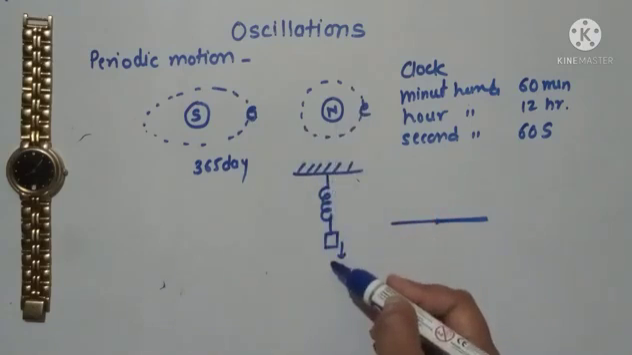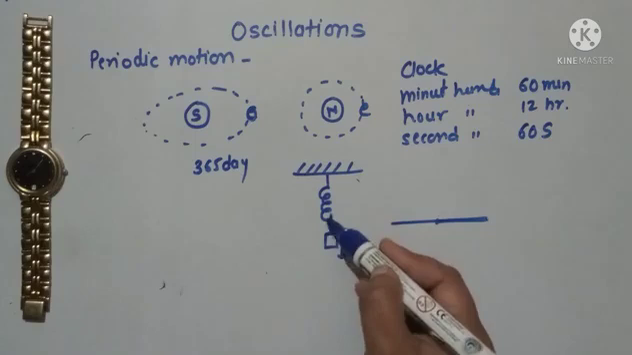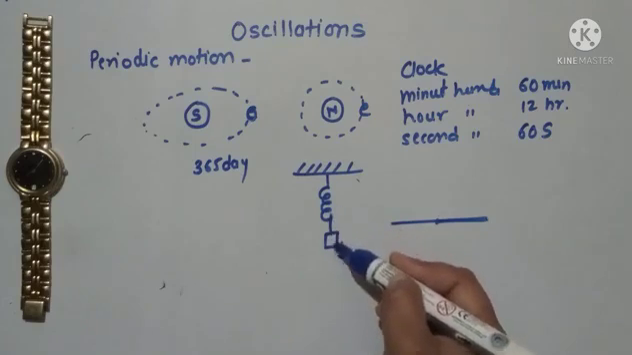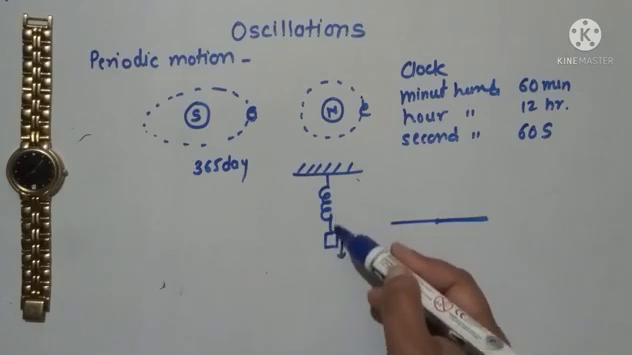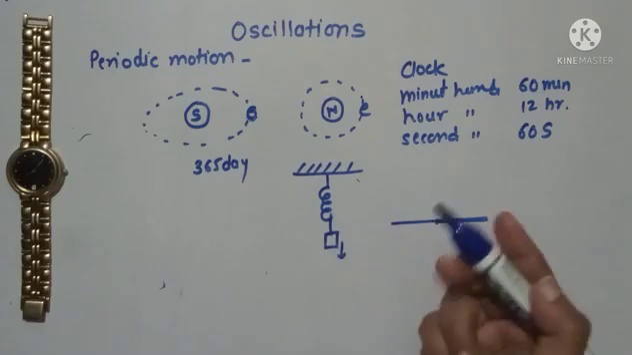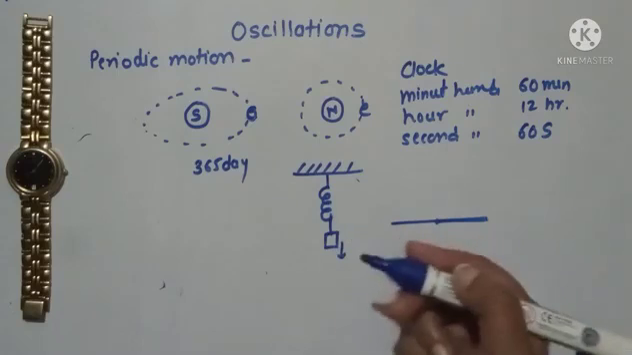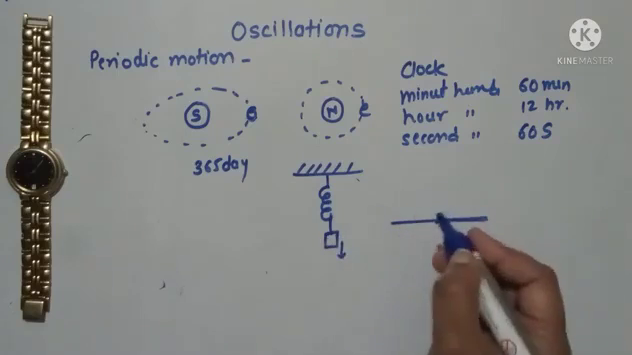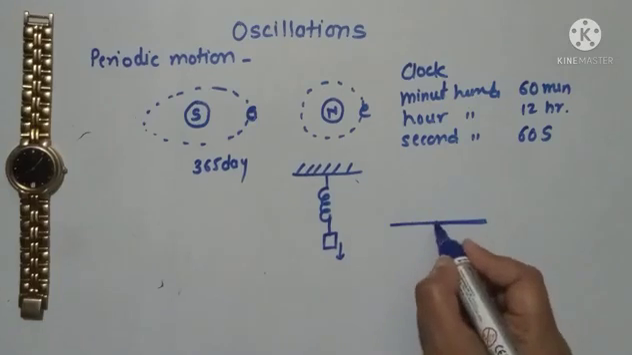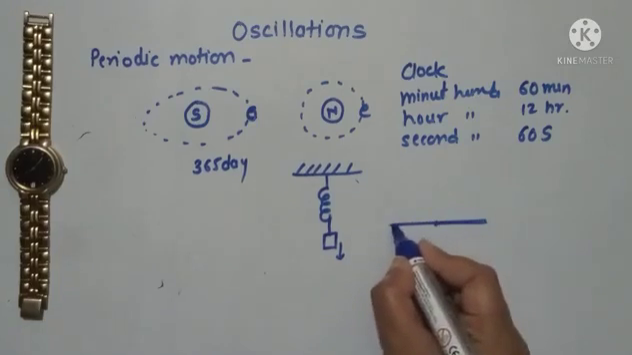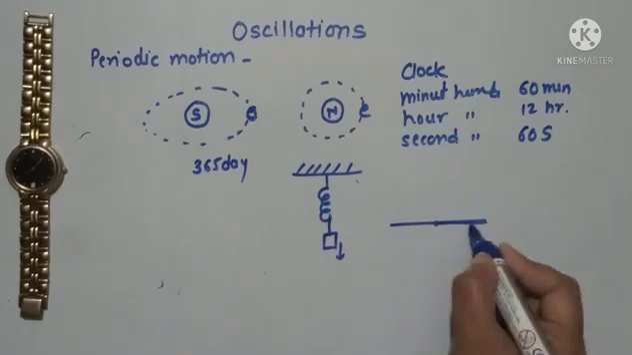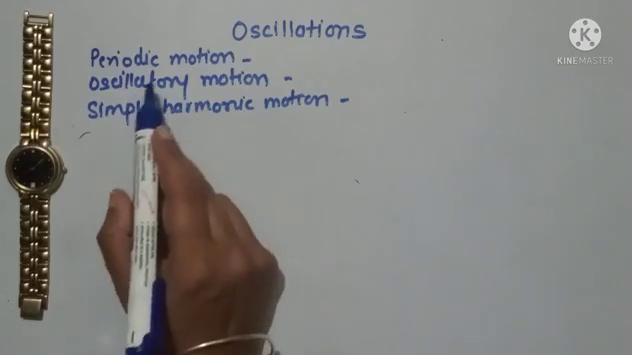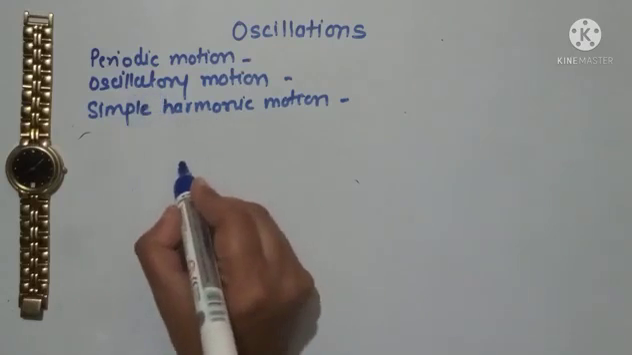But the mass attached to the spring, which is moving up and down, is a motion of an object along a straight line, so this is called an oscillatory motion. So we can say that every periodic motion is not an oscillatory motion, but every oscillatory motion is periodic. The motion of a particle along a straight line back and forth is called an oscillatory motion.